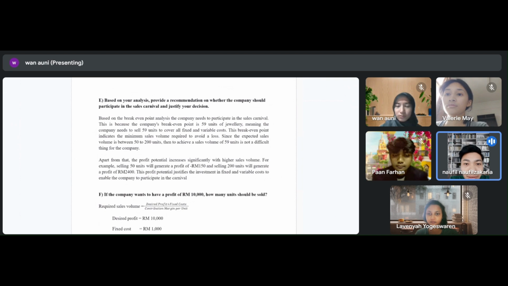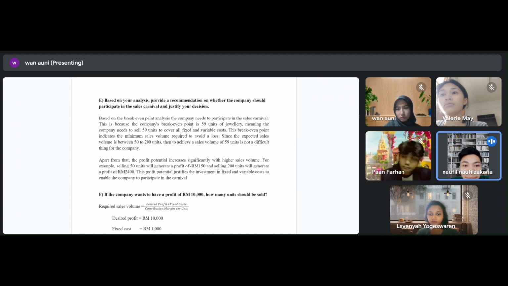I will present, based on your analysis, a recommendation on whether the company should participate in the sales carnival and justify the decision. Firstly, based on the break-even point analysis, the company should participate in the sales carnival. This is because the company's break-even point is 59 units of jewelry, meaning the company needs to sell 59 units to cover all fixed and variable costs.